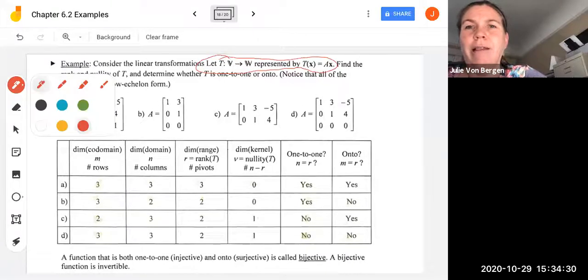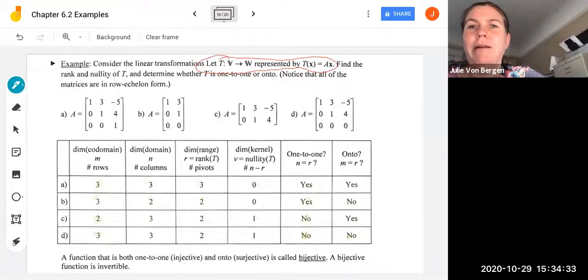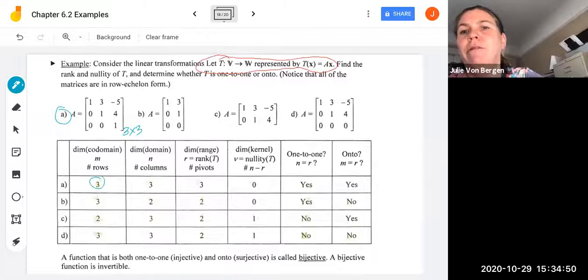So let's take a look at the first matrix with the lowercase a here. So our first thing is to look at the number of rows. That's the dimension of the codomain. So this first matrix is a 3x3 matrix. So the dimension of the codomain is 3 and the dimension of the domain is 3. The rank is the number of pivots. So we've got 3 pivots here. We've got 3 columns where we've got 1s as the leading values and 0s everywhere underneath. So those are our pivot columns.